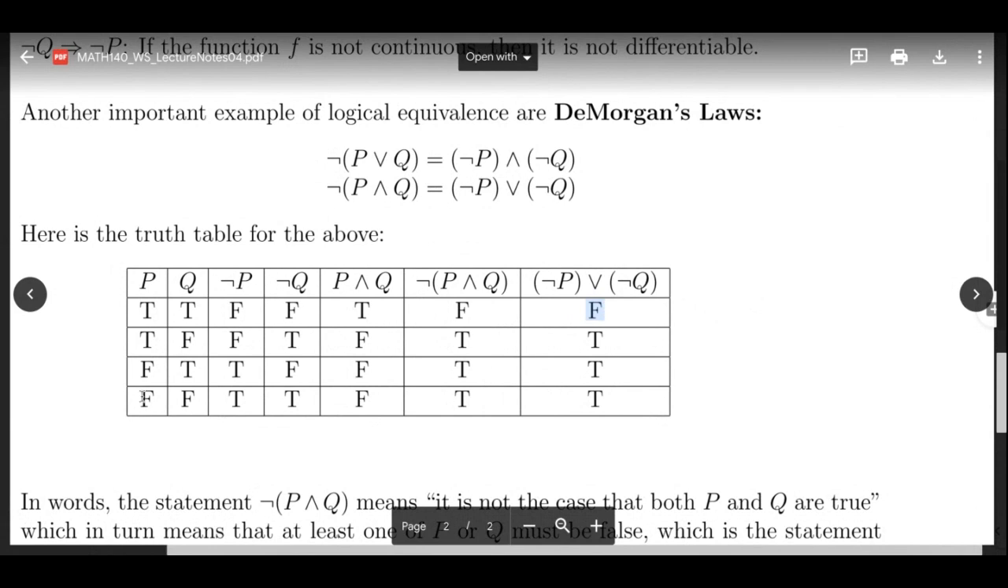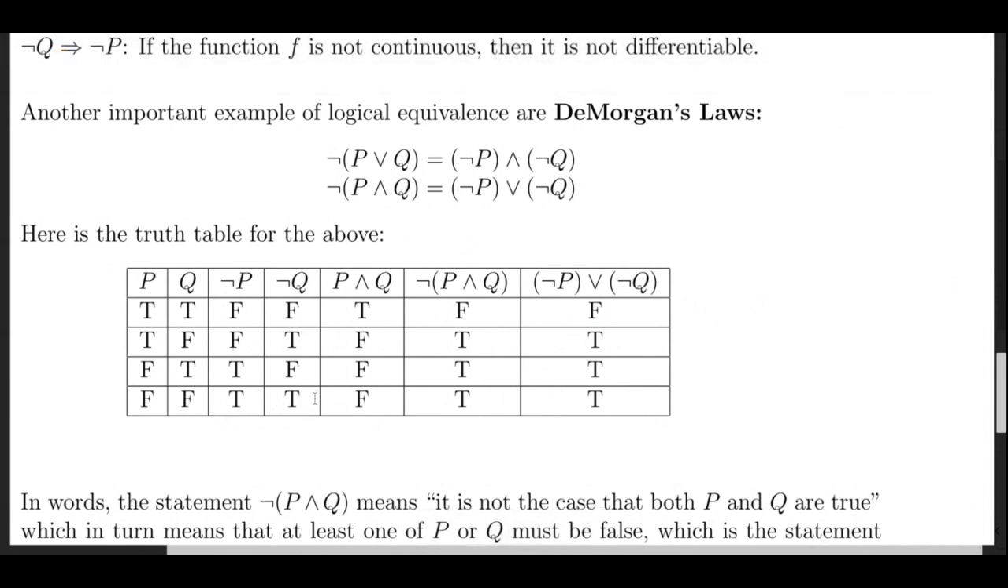Let's do the last row. If P is false and Q is false, then not P would be true, not Q would be true. And P or Q will be false, but not (P or Q) will be true. Then not P or not Q, see, not P and not Q will also be true, right? Same. So the first row and the last row are the same.